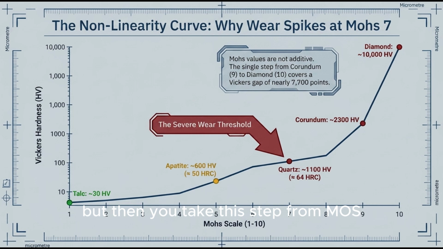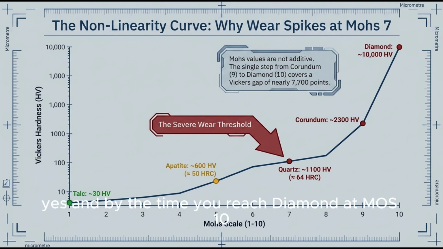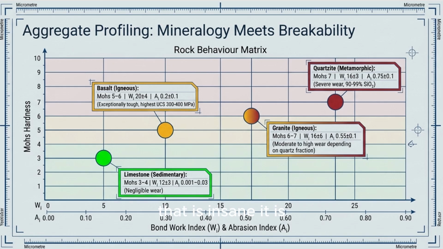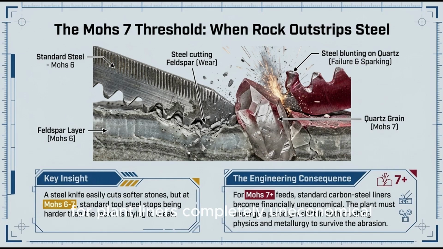But then you take the step from Mohs 6 to quartz at Mohs 7, and it's like suddenly running into a vertical brick wall. It just spikes dramatically, right? To roughly 1,100 Vickers. Yes. And by the time you reach diamond at Mohs 10, it skyrockets to 10,000 Vickers. That is insane. It is. And that Mohs 7 spike is the ultimate engineering consequence here. Because at Mohs 7, standard carbon steel actually stops being harder than the rock it's trying to break. Wait, really? So quartz will literally blunt and spark against standard tool steel? Absolutely. So at Mohs 7 and above, standard steel just becomes completely uneconomical for plant liners. Completely uneconomical. Your machinery would basically be destroying itself.